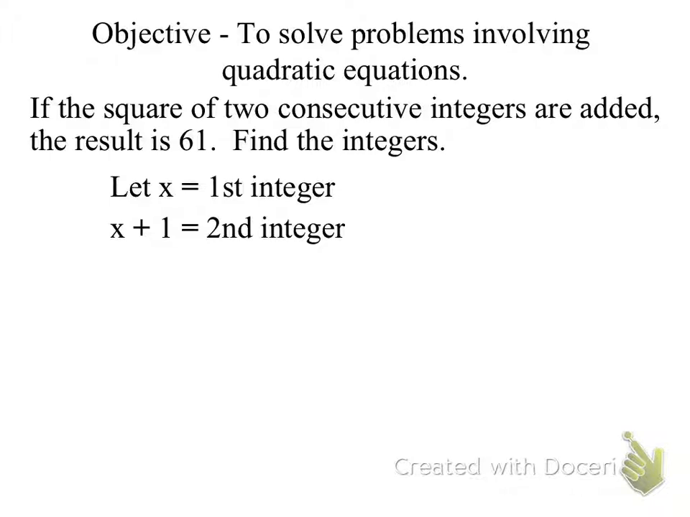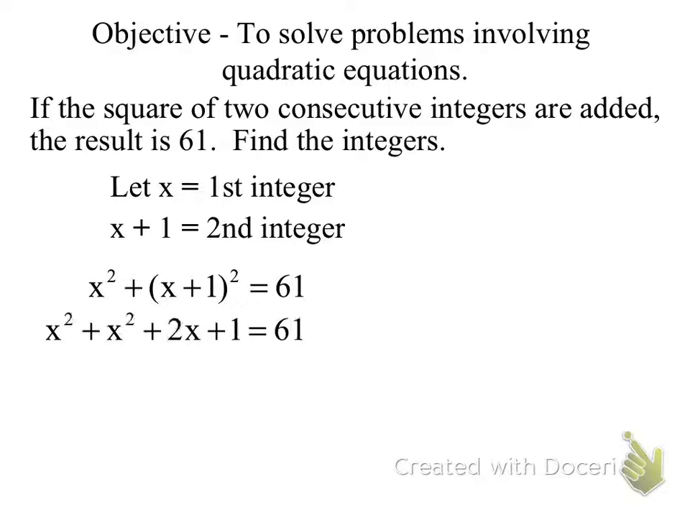Close. Andy? Not rad, it's squared. X plus 1 squared. That's what he just said. Yes, correct yourself. So it's x squared plus x plus 1 squared. Okay, and then we have to FOIL it or double distribute. So x plus 1 times x plus 1 is x squared plus 2x plus 1, equals 61.